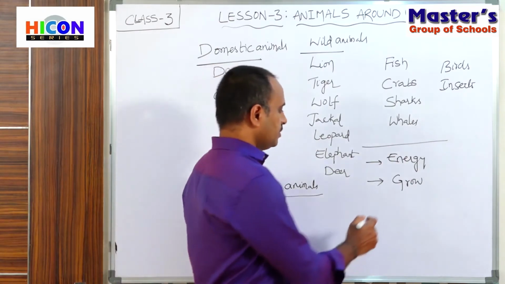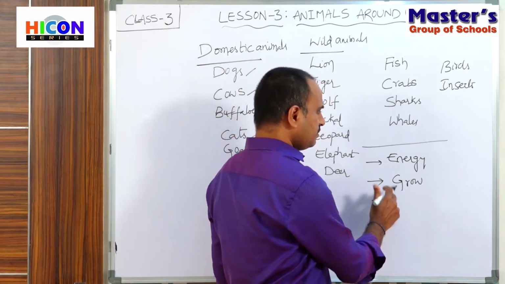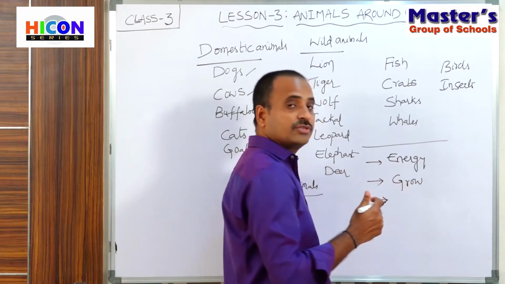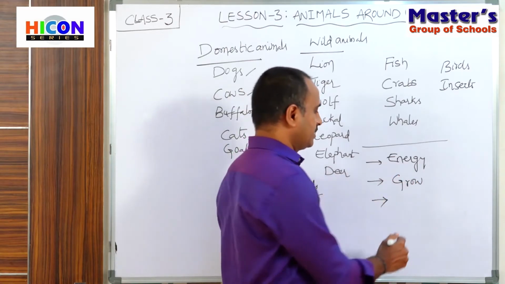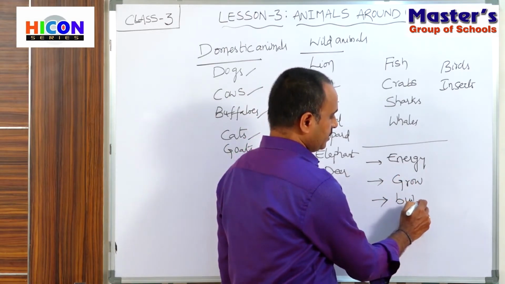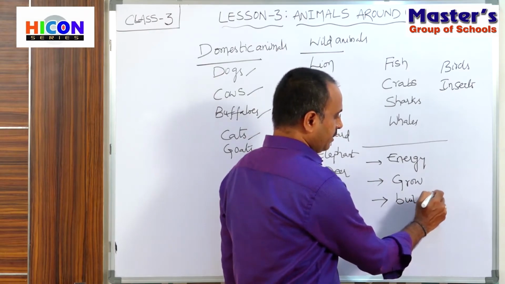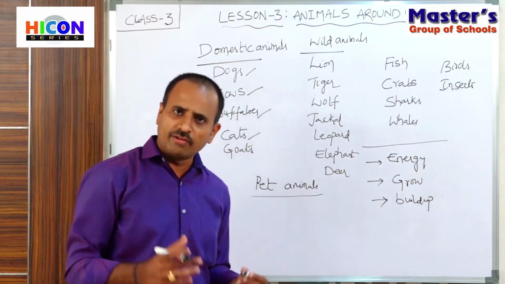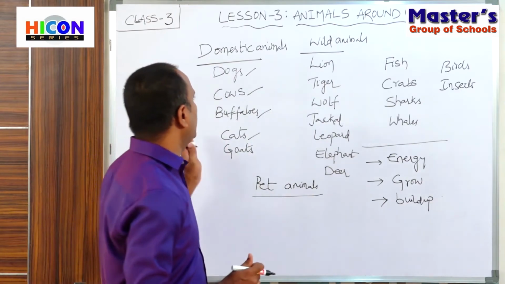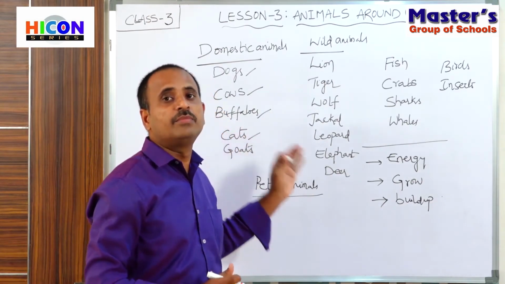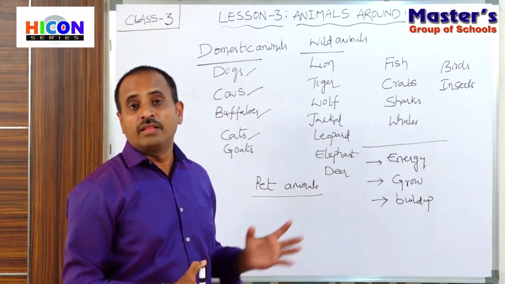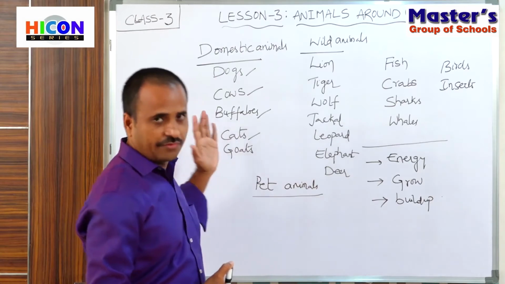They will get energy from the food, and they will grow up, and also they will build up their bodies. In this way, all the living organisms require food. But all the animals do not take the same type of food. Isn't it? Yes. All the animals do not eat the same type of food.